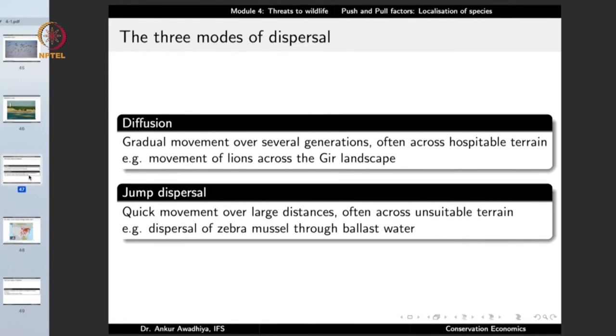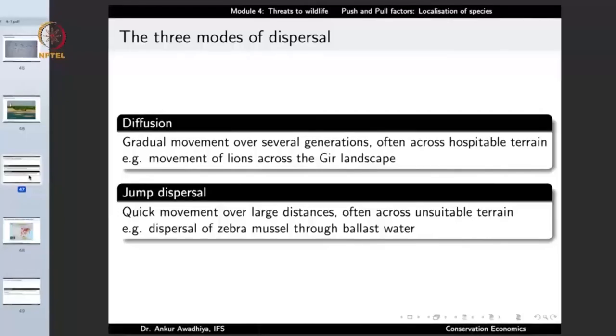A good example is the dispersal of zebra mussel through ballast water, or say the movement of rats on ships. Now, if there are two islands and the first island has rats, the second island does not have rats, and between these islands, the area is covered with water. Now, water is an inhospitable terrain for the rats, because they cannot swim and they will die if they try to swim over these long distances.